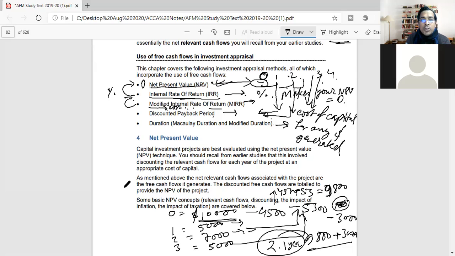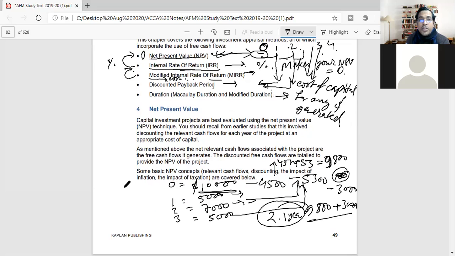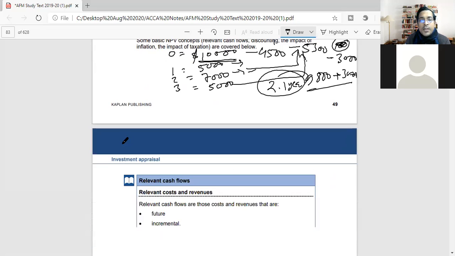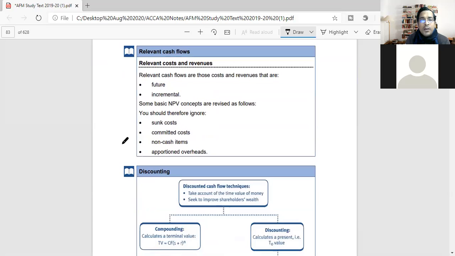Okay, so this is how we calculate discounted payback. We'll again discuss in more detail. Duration is the interest rate sensitivity. So duration is called interest rate sensitivity. We'll revisit these again in more detail. Okay, so for NPV, we need to see some practical examples. And what are the steps to calculate?